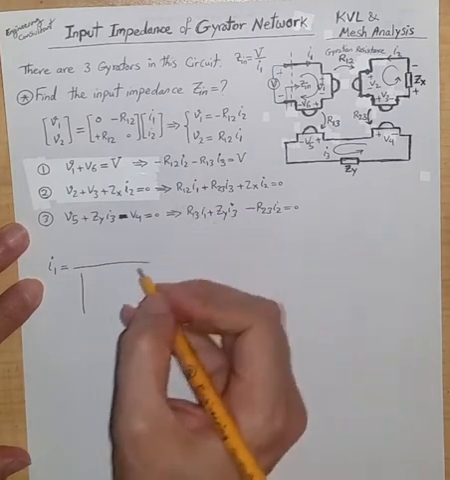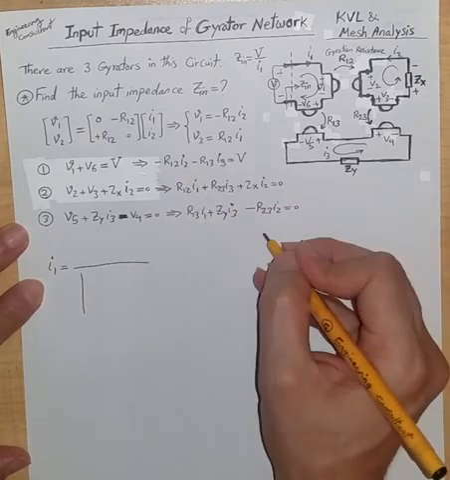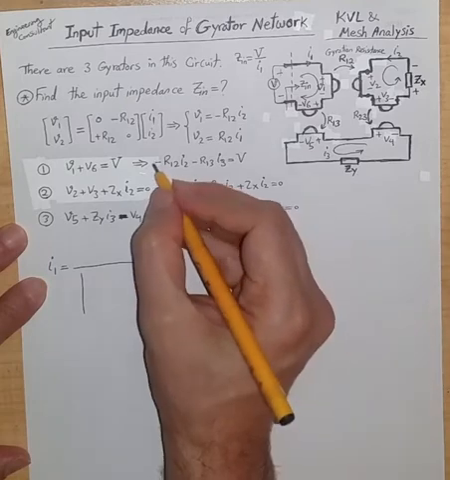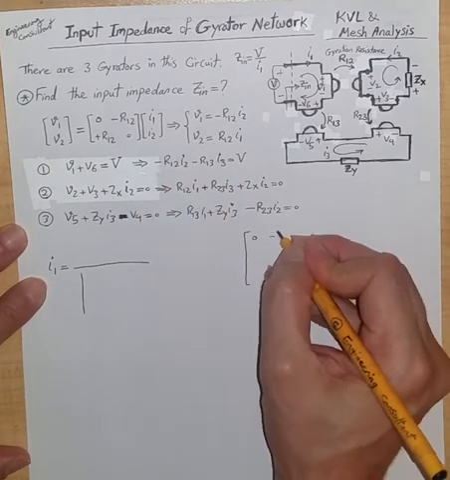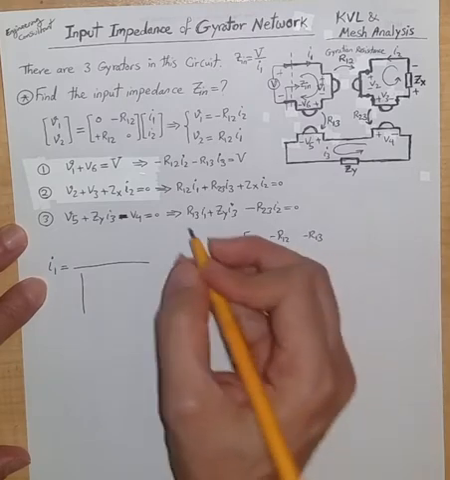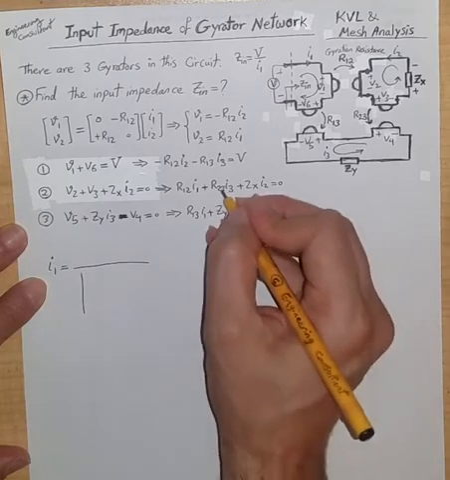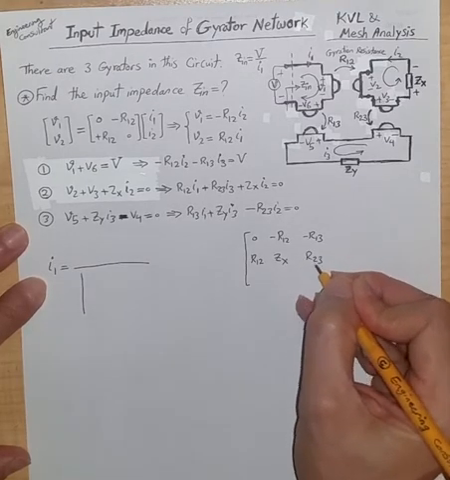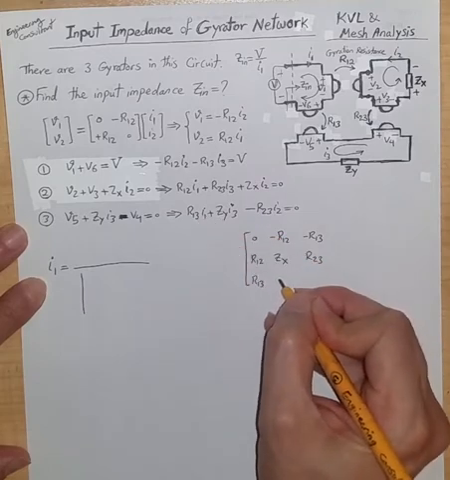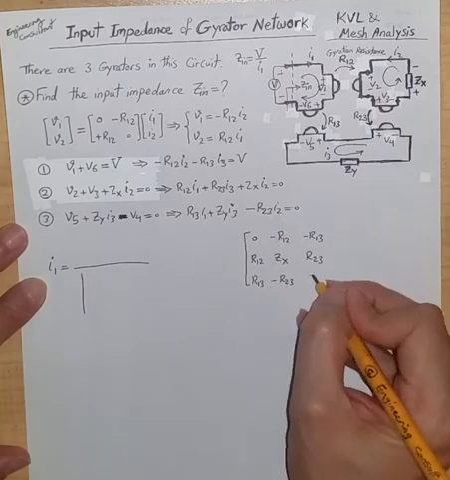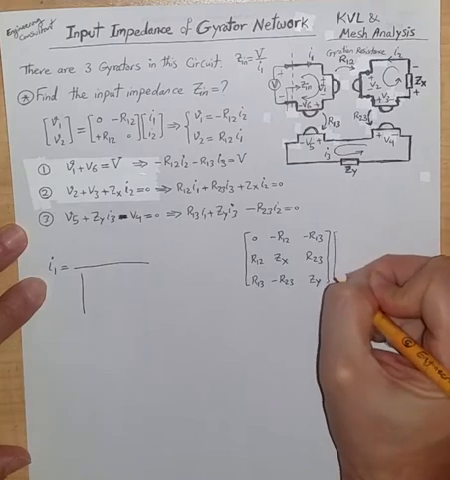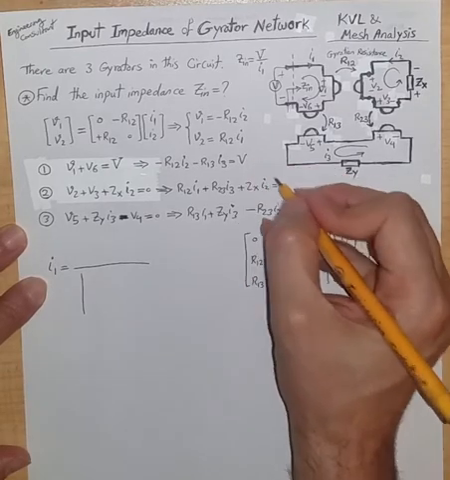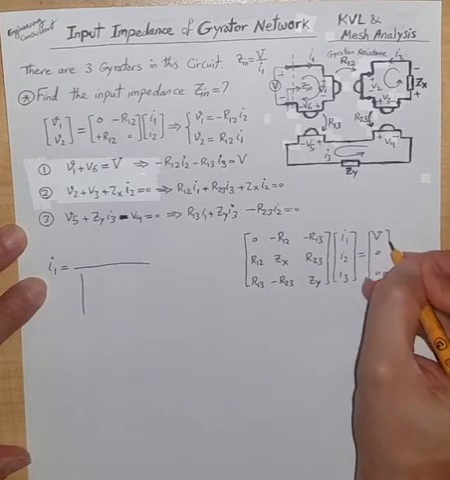the denominator is the determinant of the coefficient matrix, which if I rewrite these equations would be something like this. The coefficient for I1 here is 0, so you have 0, minus R12, minus R13. Then R12, Zx for the coefficient of I2, and then we have R23. And finally for this row we have R13, minus R23, and then Zy is the coefficient for I3. So this matrix times I1, I2, I3, the outcome is V, 0, 0.